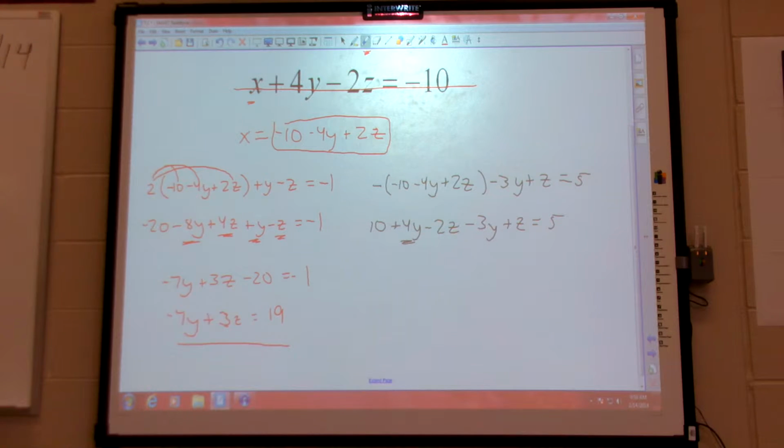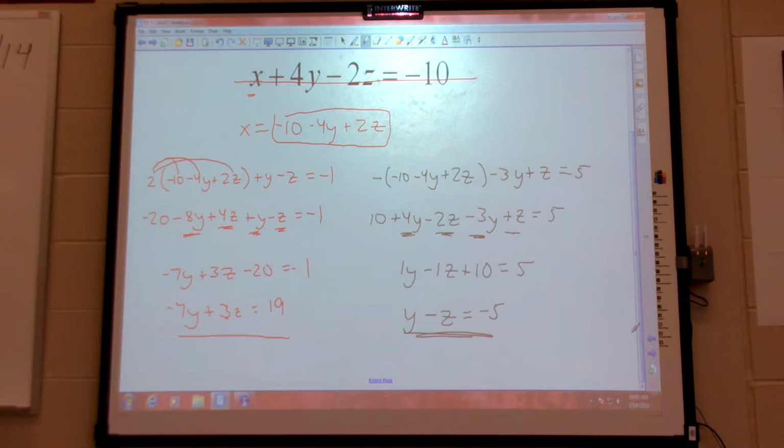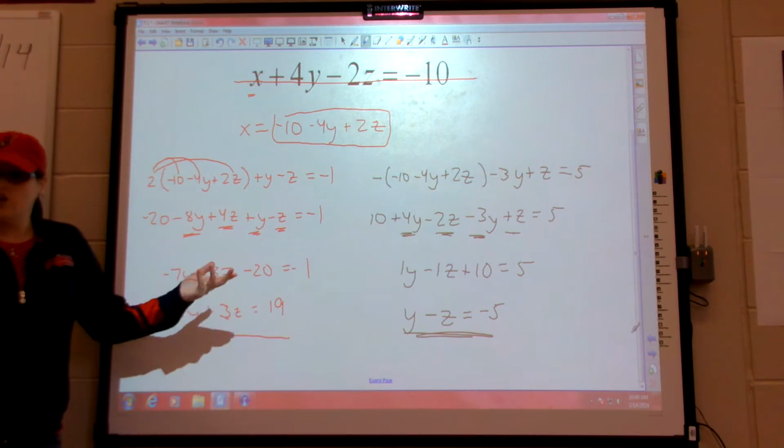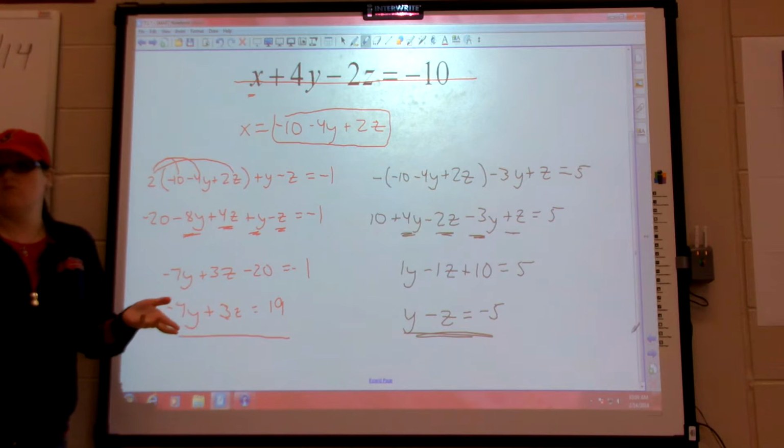Okay, how many Y's do I have? 1 Y. How many Z's? Negative 1. Then I have plus 10. Take it over, so I have Y minus Z equals negative 5. Okay, now it's smooth sailing because I now have a system with 2 unknowns. We could do substitution again, but I use elimination.